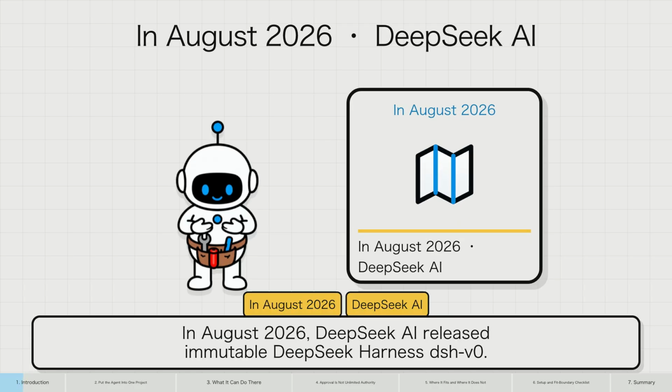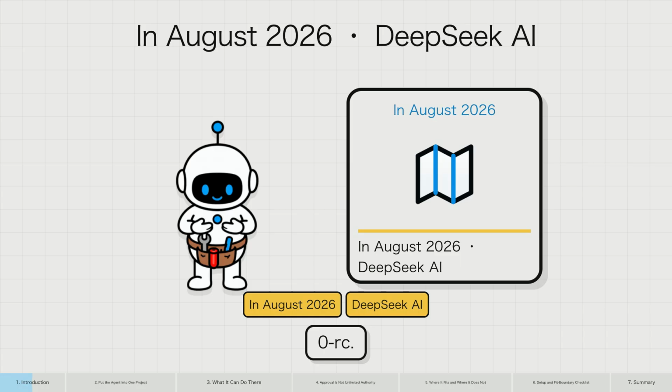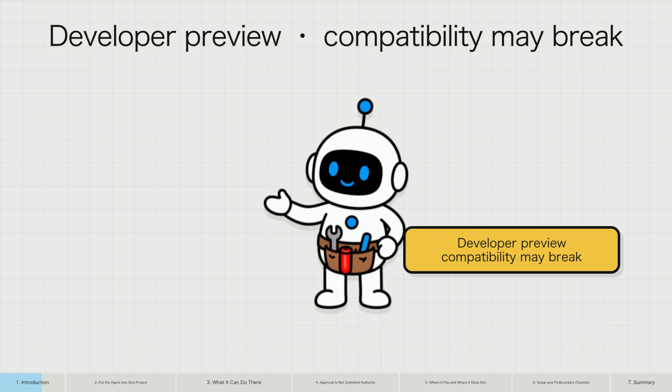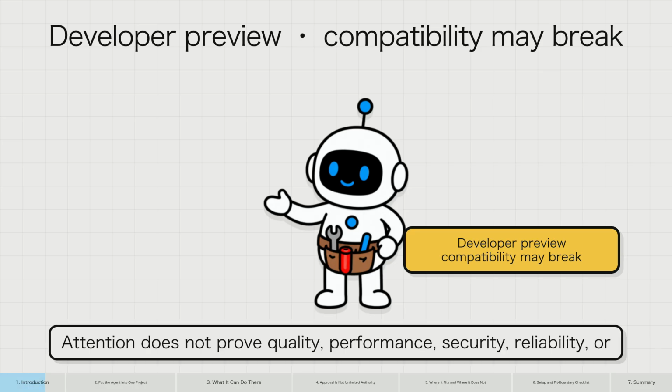In August 2026, DeepSeek AI released immutable DeepSeek Harness DSH v0.10 RC7. This episode is pinned to that release, the official guide, and its source commit. It remains a developer preview with possible compatibility breaks. Attention does not prove quality, performance, security, reliability, or production maturity.